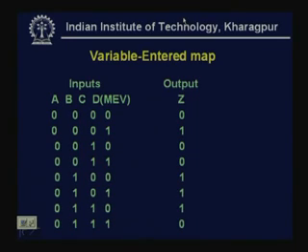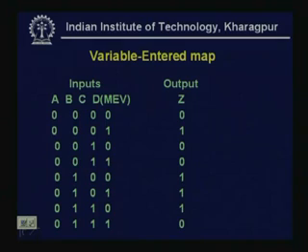Now we take a 4 variable example. Say ABCD are the 4 inputs and output is Z. First we consider the truth table of this 4 variable function. Truth table means all possible combinations, from 0 0 0 0, 0 0 0 1 to all 1 1 1 1, and what the output will be. That means I have kept all possible input output combinations.